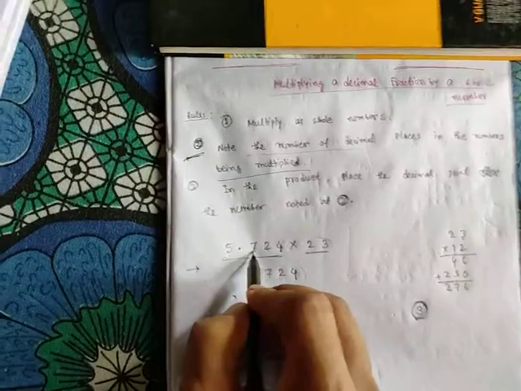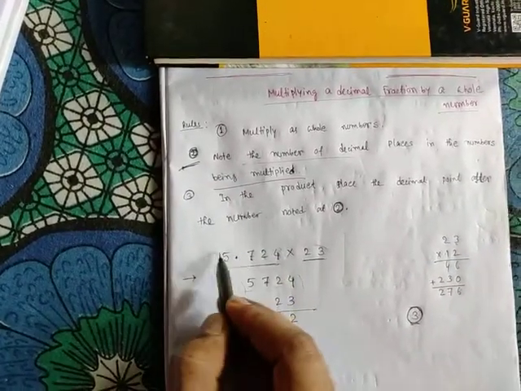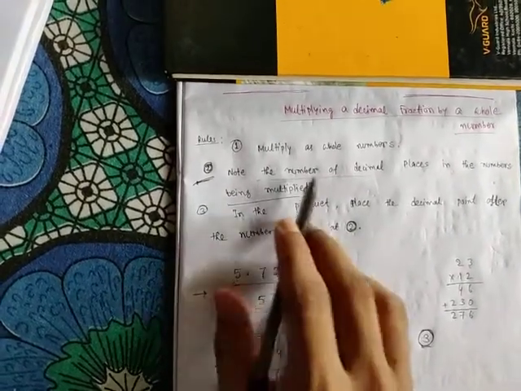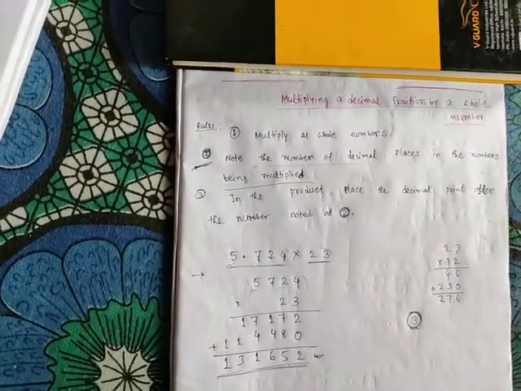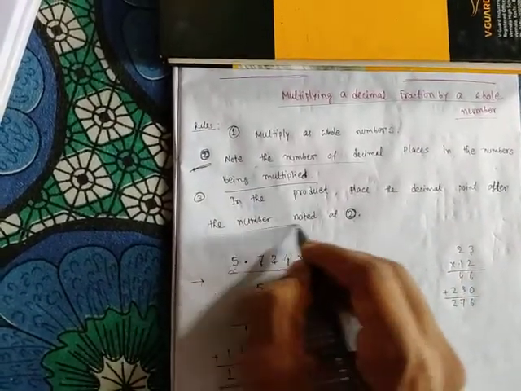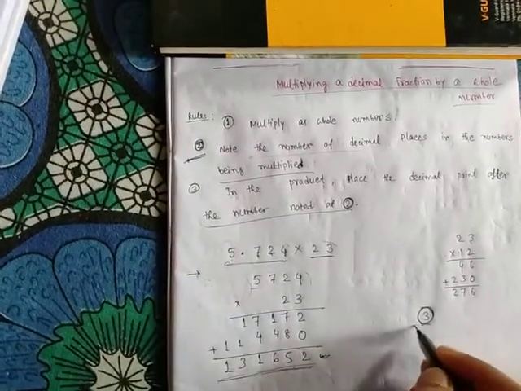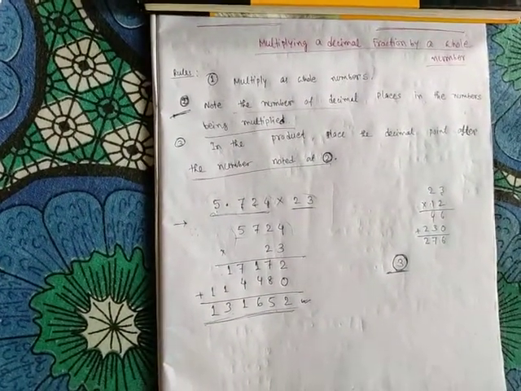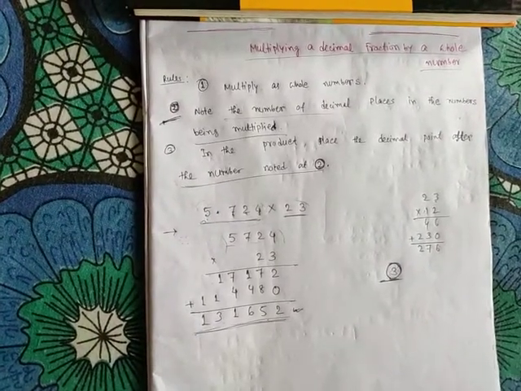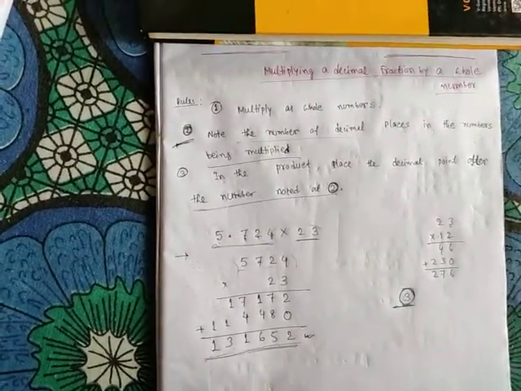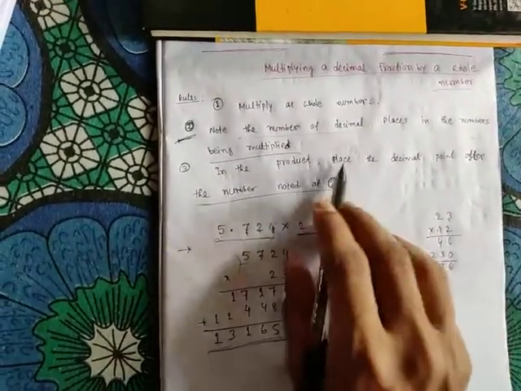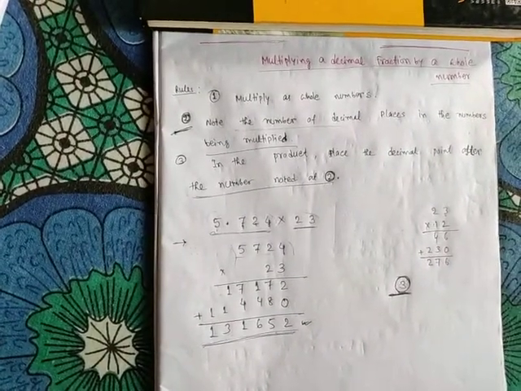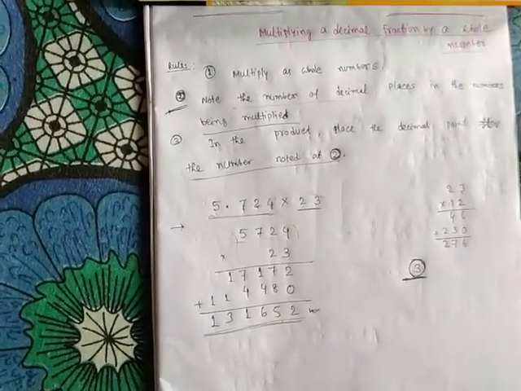1, 2, 3, because this is the decimal part, not this. So I have 3 decimal places. The number noted at 2 means here, for this case, 3, because I have 3 digits. Okay, 3 decimal places. Now you have to place the decimal point after 3 digits.